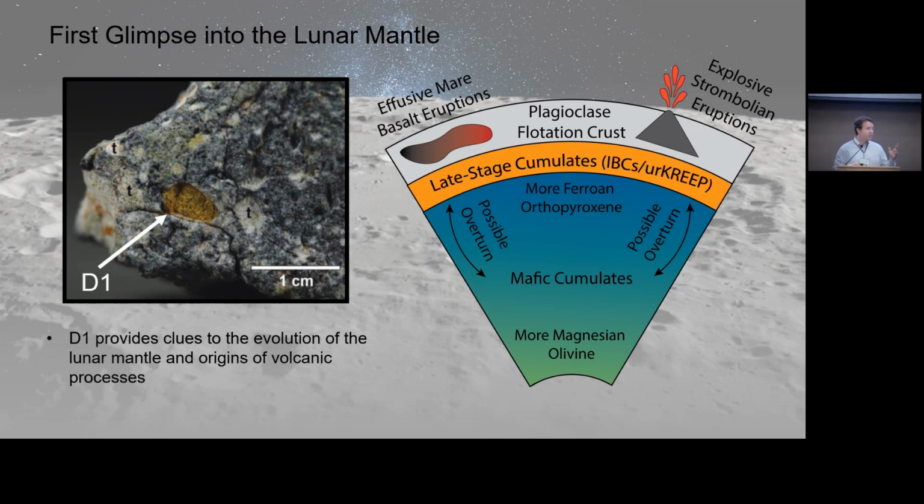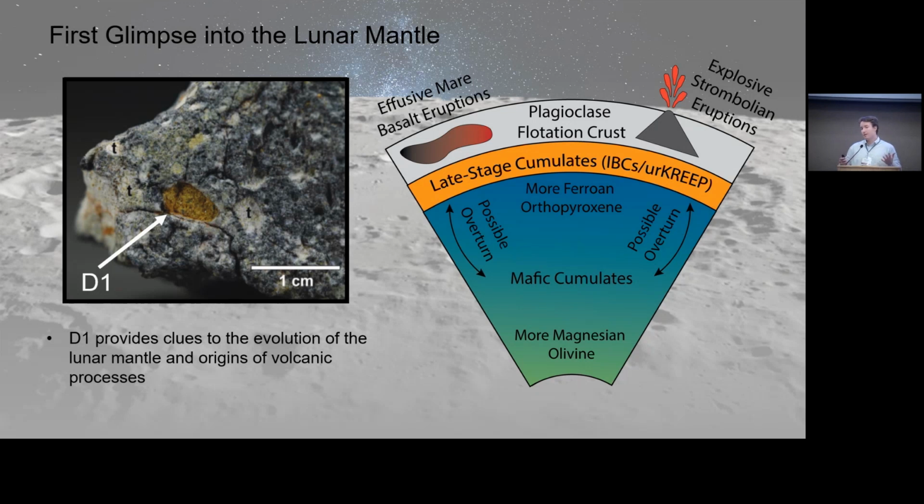Here's a cartoon I drew to show this model we have for the lunar interior, which provides for some amount of overturn and some other processes that have become prominent in that they can explain lots of observations we've made, including observations of the lunar surface, which include this plagioclase flotation crust and various volcanic features.